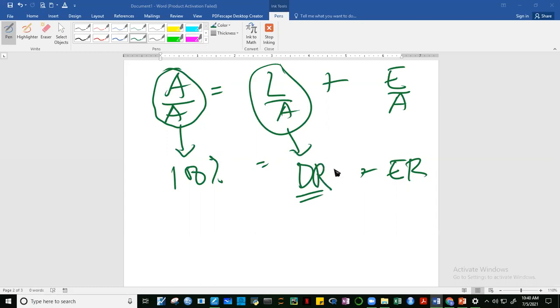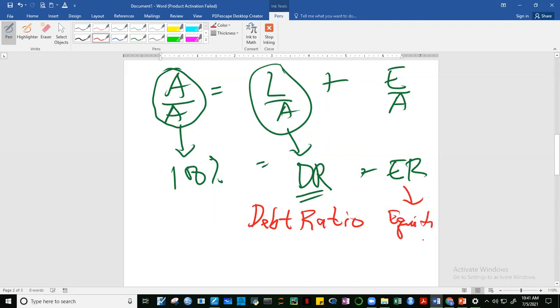This is actually, kasi tinan nyo to guys, no? It's actually a ratio, di ba? So this is what we call the debt ratio. Okay, and this is the equity ratio. Okay, debt ratio and equity ratio.